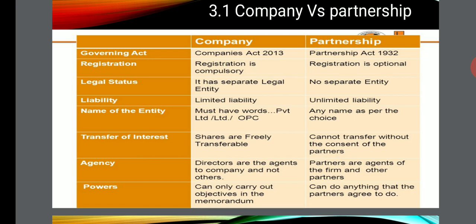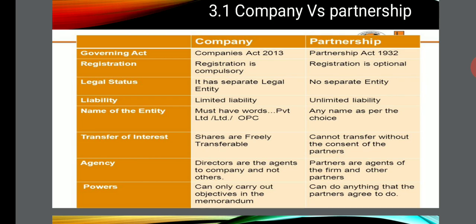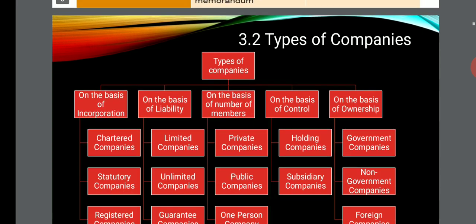Powers. A company can only carry out the objects in the memorandum. Whatever is mentioned in the memorandum, that can be done by the company. In partnership, they can do anything that the partners agree to do. So in case of partnership, there is nothing like memorandum, and they can do whatever partners agree to do.